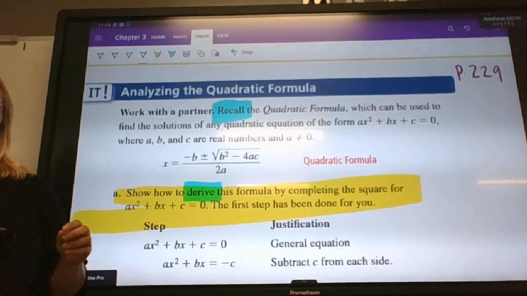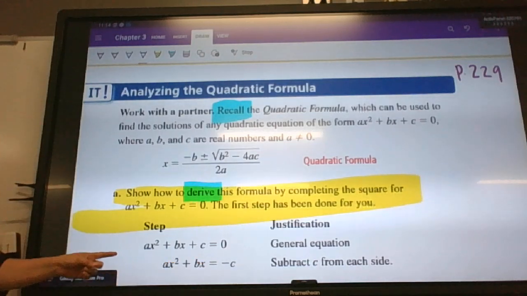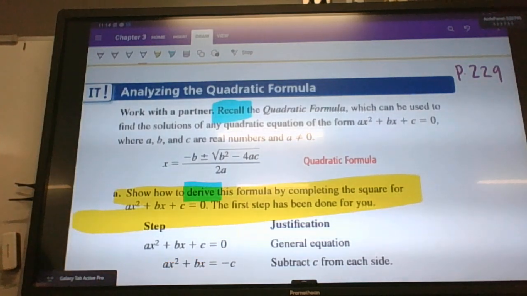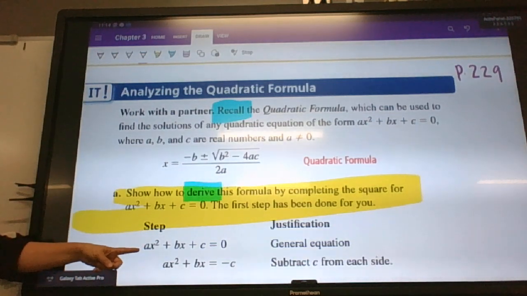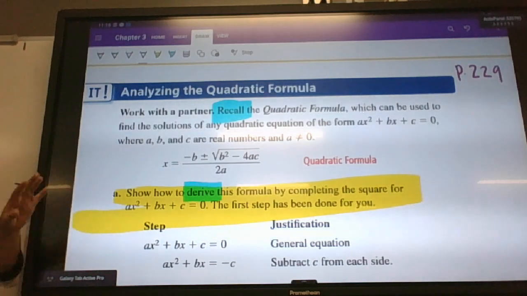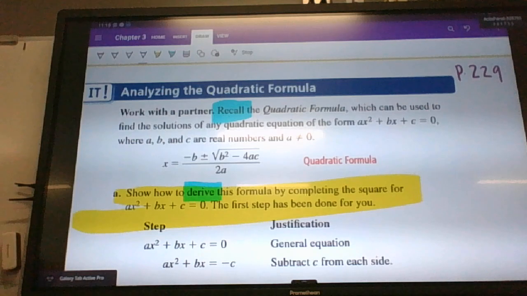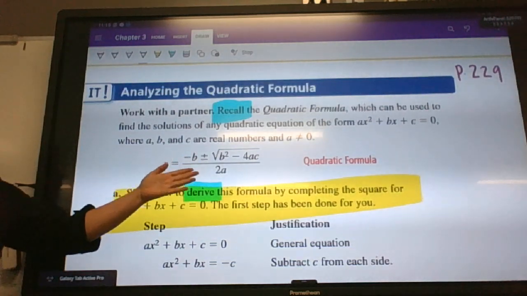We are going to start with a standard form quadratic without any numbers. We don't have any numbers. We're going to solve this for x using completing the square, and when we're done, we're going to arrive at the quadratic formula. So we're going to see how the mathematicians came up with this wild-looking formula.